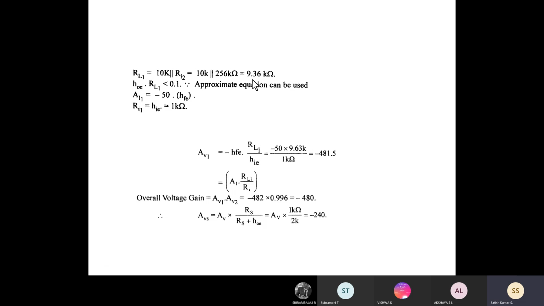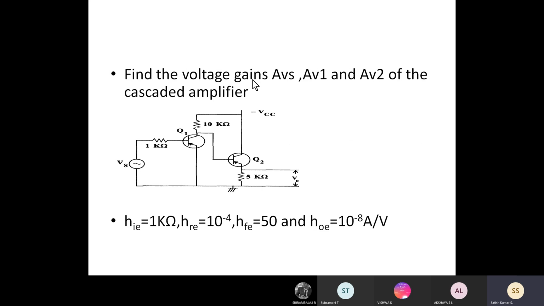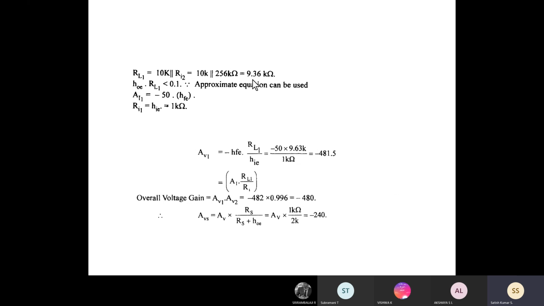The output impedance is given in the problem itself, that is 10 to the power of minus 8, I think. So 10 to the power of minus 8 into this 9.36, you will get a value that is less than 0.1. Once it is less than 0.1, we come to know the current gain of your first transistor, that is a common emitter.